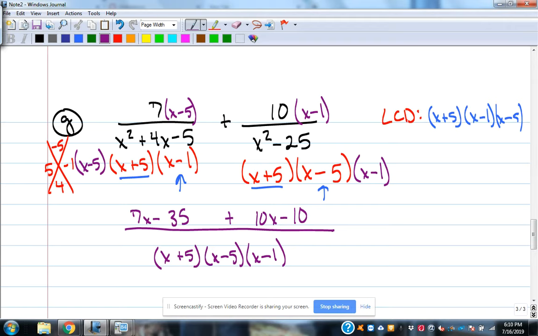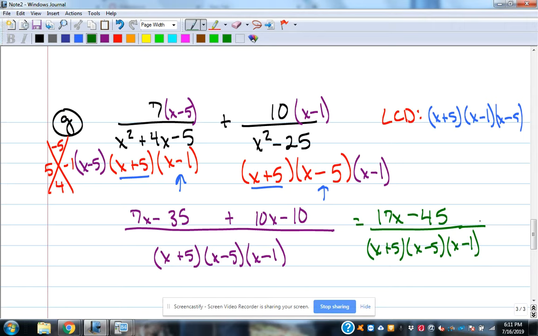Because I did the work to make that happen. Now all I got to do is simplify the numerator. 7x plus 10x, 17x, negative 35 plus negative 10 be negative 45, over x plus 5, x minus 5, x minus 1. 17 and 45 don't have anything in common, so that won't factor at all on the top. So I'm done with that, and that's all there is to that one.